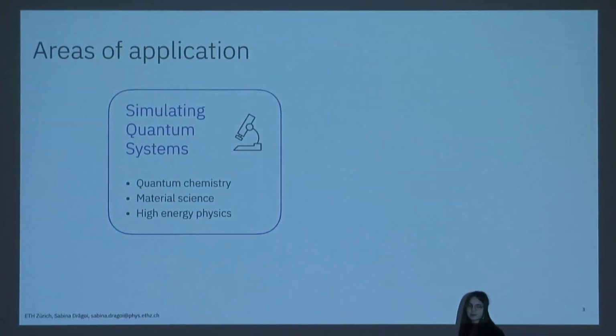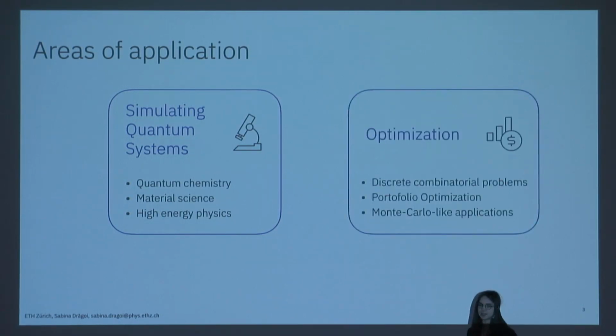So let's start with some motivation. We're going to look at what kind of problems we can solve with quantum computers. And we're going to start with quantum systems. Quantum computers were actually famously proposed as an idea for solving these problems by Feynman because it's such a natural application. And I'm going to go into the details of why it's so natural a bit later. A less natural application would be optimization problems that, if you're into CS or math, you're very familiar with. They're like discrete optimization problems on graphs, or financial optimization, or Monte Carlo-like applications.